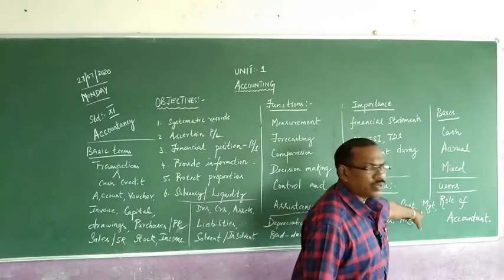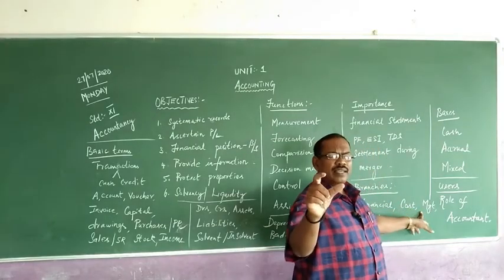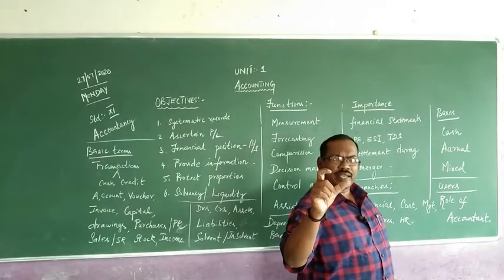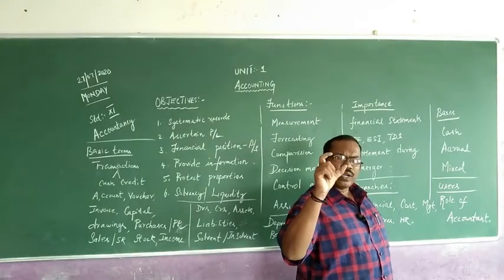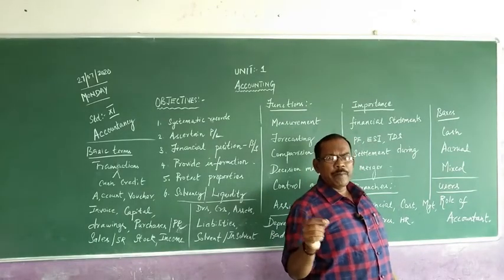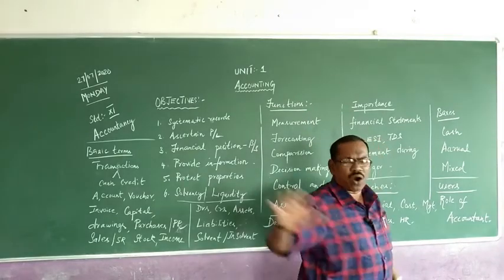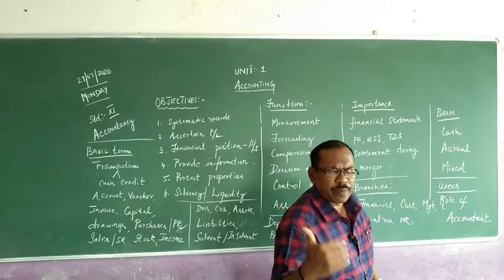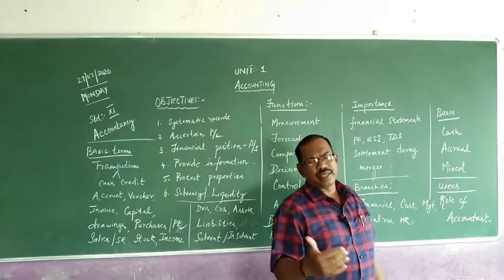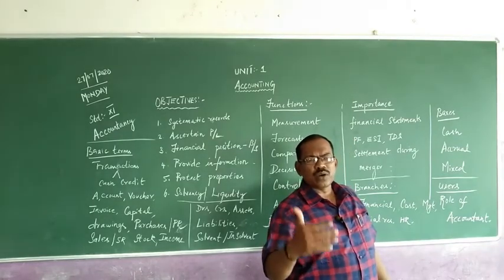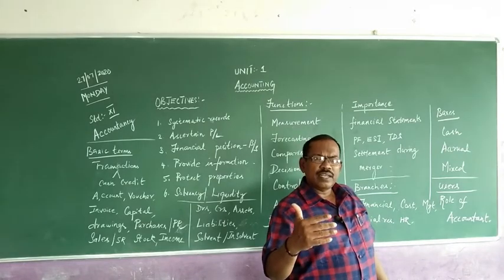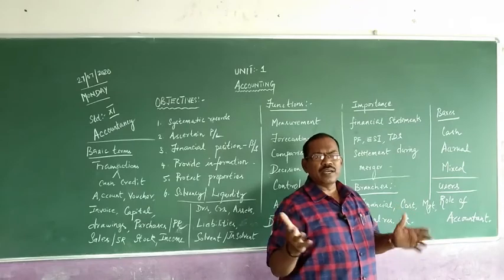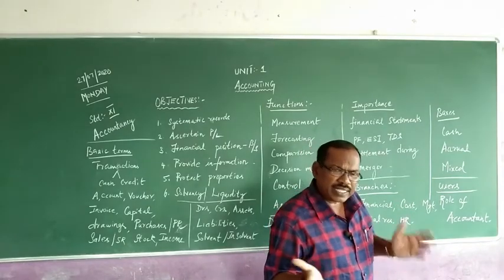Then management accounting. Management accounting is a very important aspect because it helps us to come to conclusions. Based on the information provided by all these things, people come to conclusion. It helps the people in management for decision making. So management accounting is different in nature. It is more of decision making.